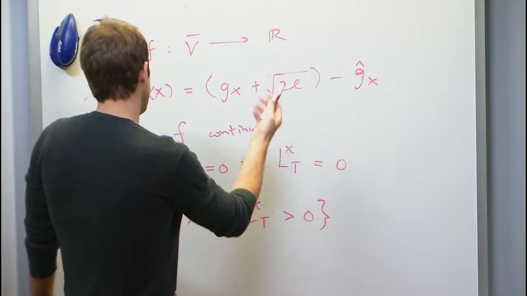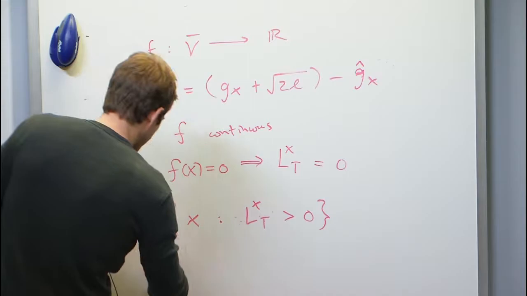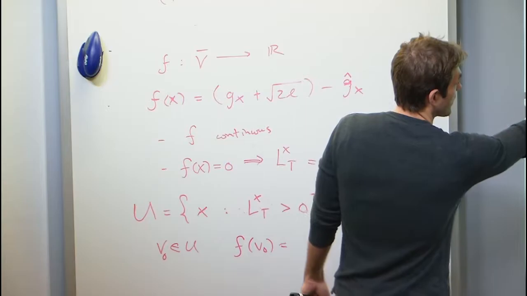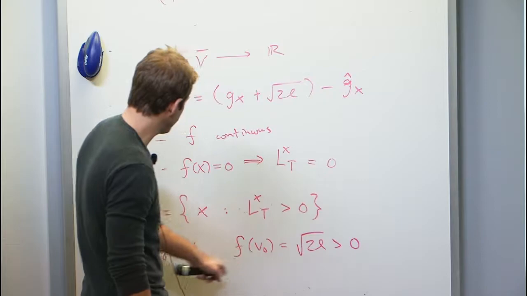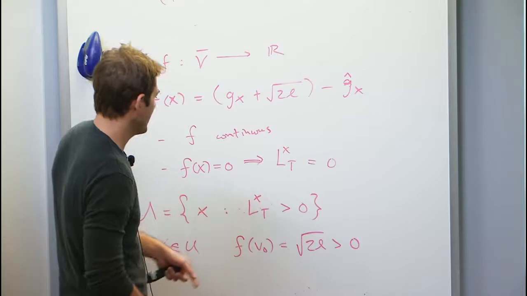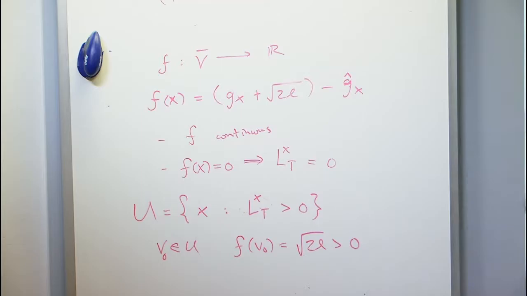But the claim is that then we're done, because we have a set U, which is the things that have been visited so far. We know that V0 is in U, in particular, we started the walk at V0. And f of V0, if you calculate it, is square root 2L, which is bigger than 0. We know that on this whole set, f cannot vanish, because if f vanishes, the local time is 0. So f is continuous, it can't vanish on the set, and it's bigger than 0 at one point. So f is bigger than 0 on the whole set. This is where we use continuity. And now the only question is, why was the star true?